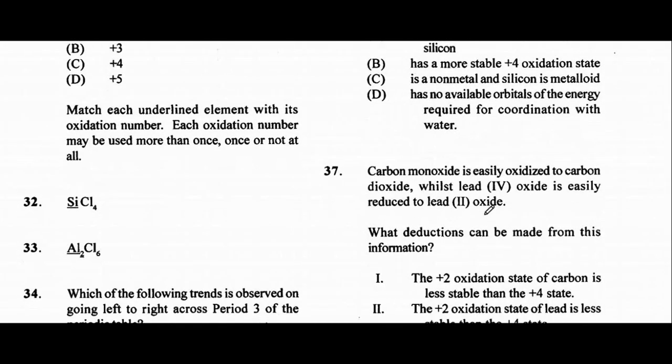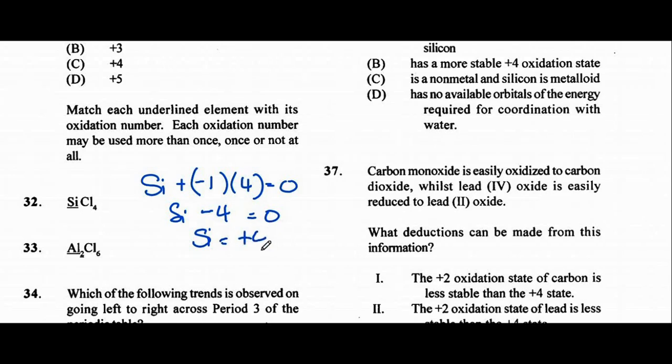For 32, we're seeing silicon here. It's +4, but let me show you why it's +4. So we have silicon plus, the Cl has a -1 charge and it's 4 of them, so we multiply by 4 and the overall charge is 0. We'll have Si - 4 is equal to 0, therefore Si is equal to +4 if we add 4 to both sides. This would cancel each other. Si is equal to +4. Therefore, the answer for 32 would be B.